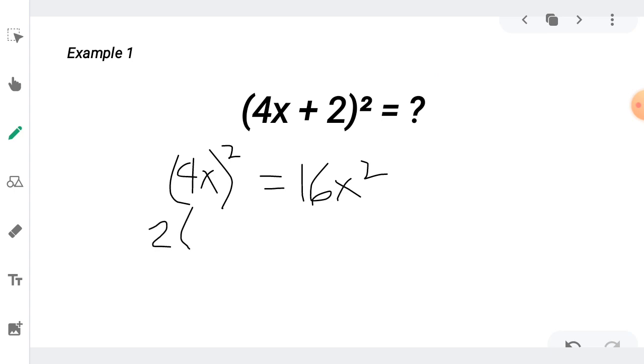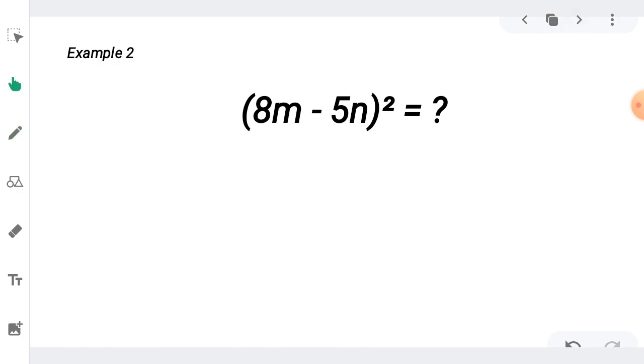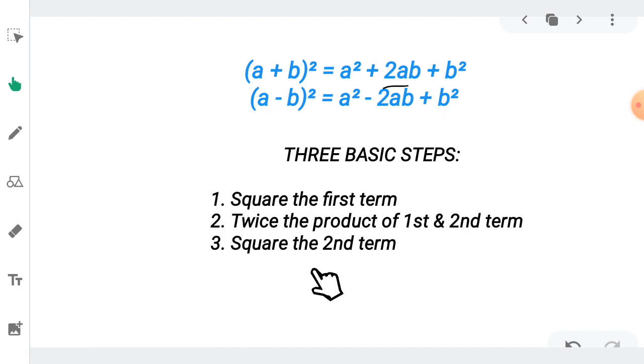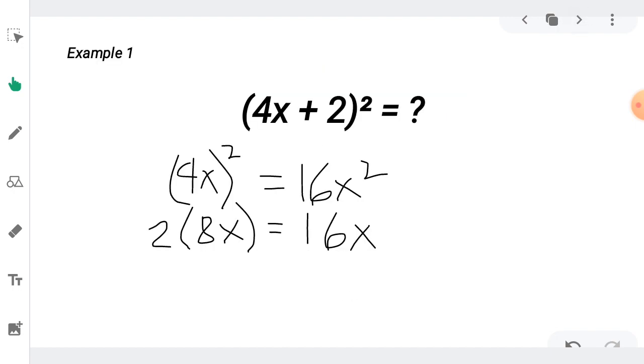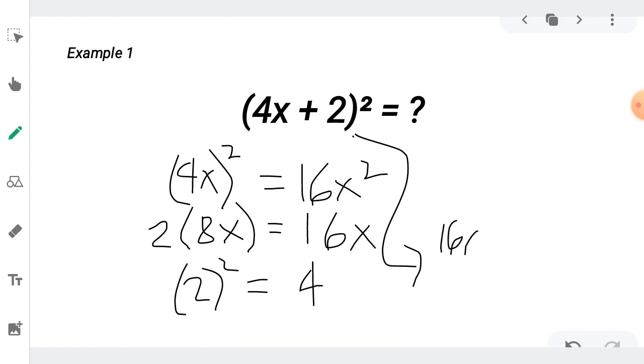So we need to twice the 8x, which is equal to 16x. And then in getting the third term, we need to square the second term. So 2 times 2, 2 squared is equal to 4. So the answer in this problem is 16x squared plus 16x plus 4.